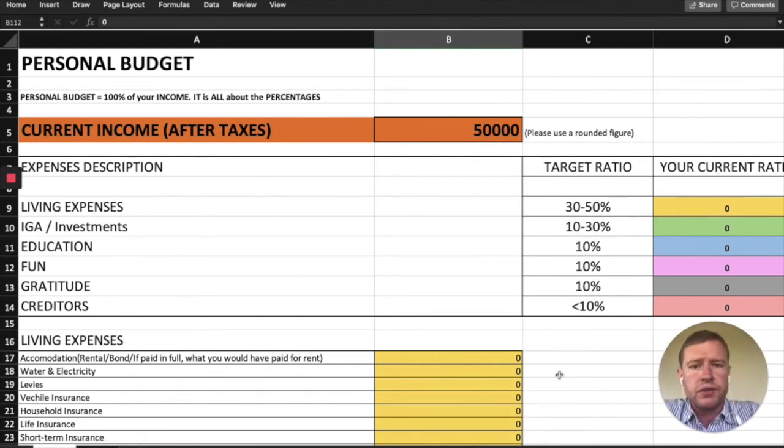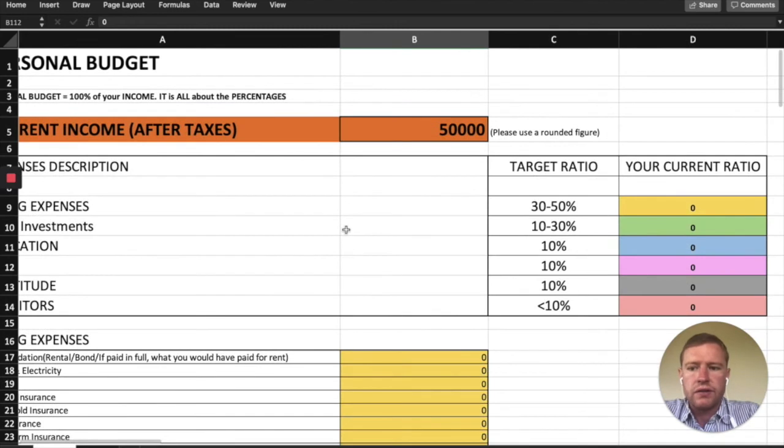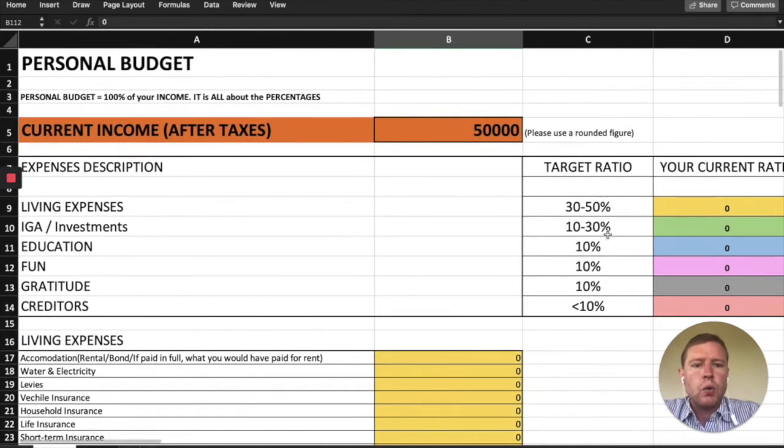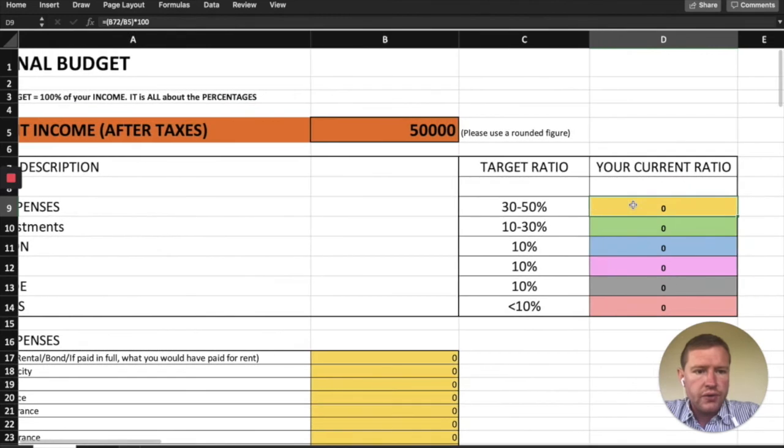We're really not concerned about the numbers here. We're only concerned about the percentage. So if you look under living expenses, now according to the JAR system, your living expenses should be less than 55% according to the previous video. Now this is the one crucial thing that changed, and for very good reason. Currently, we're aiming to get our living expenses between 30 and 50%. So just have a look and see what is your current ratio.